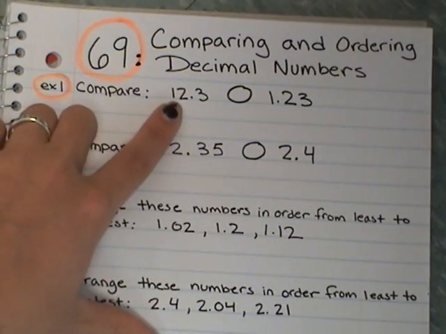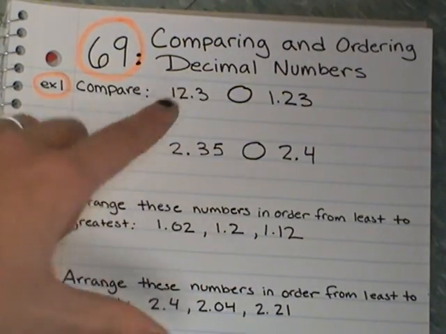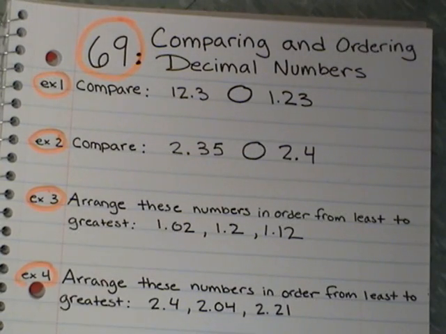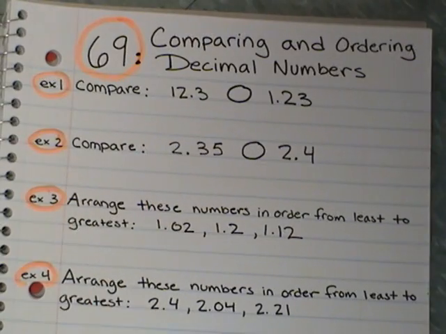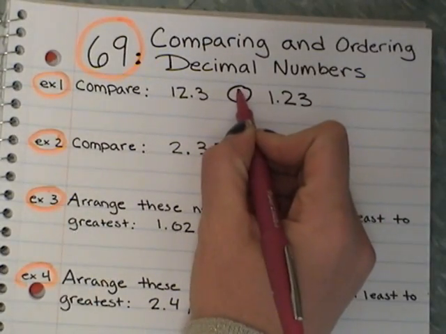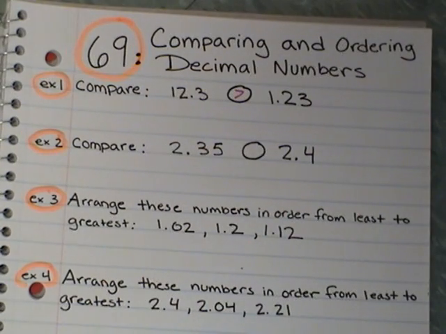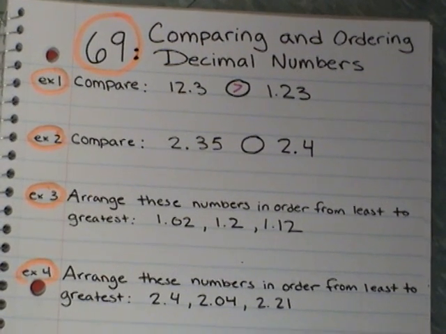So this number right here, this 12 and 3/10, is a little bit more than 12, but a little bit less than 13. And this number, 1 and 23 hundredths, is a little bit more than 1, but less than 2. So obviously, I'm going to say that my 12 and 3/10 is going to be bigger than my 1 and 23 hundredths. Now we're going to try the second one.